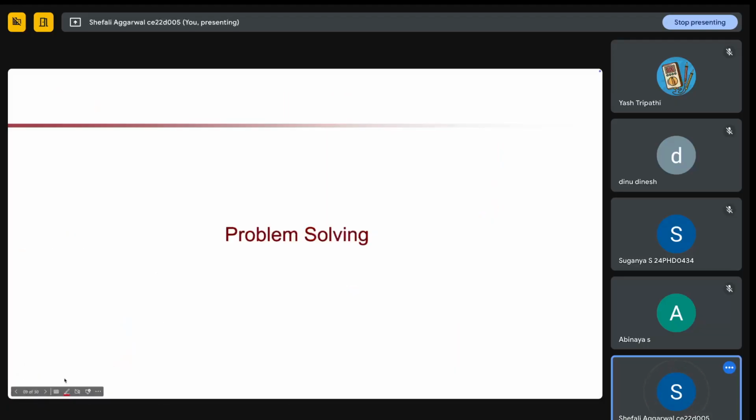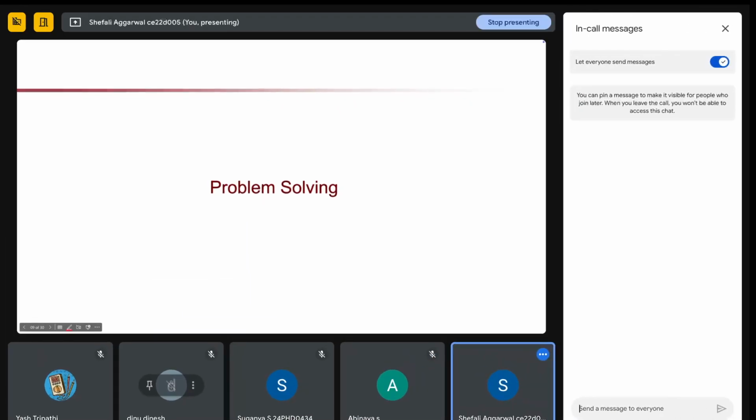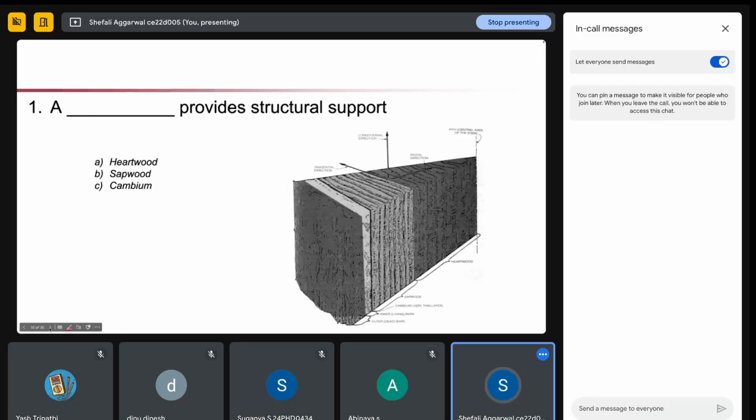So this is an overview of what you have studied in this week. If you have any doubt, you can ask, otherwise we will go for the question and answer. Okay, if there are no doubts, then we will see a few questions.